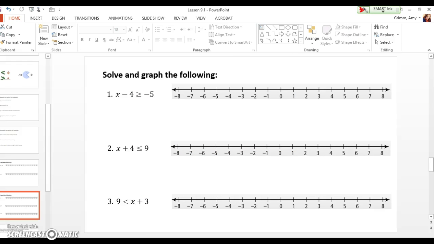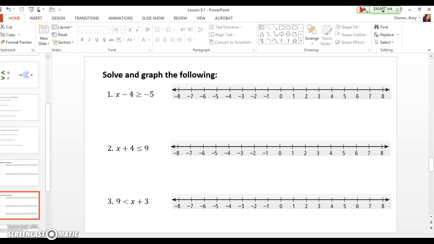All right, so let's look at the next type. What do you think is going to happen when I go to graph this? Why would it be a shaded circle now? Because it's equal to. Because now I want to include that number. So I'm not going to do an open circle. I'm going to close it in.